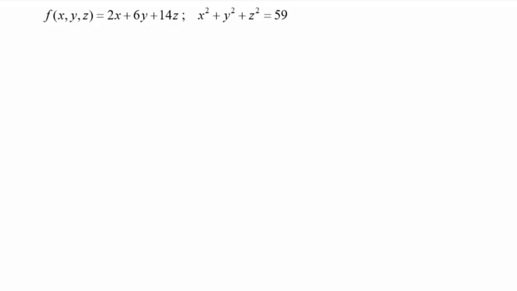Okay, we're going to use Lagrange multipliers to find the absolute extrema of f of x, y, z equals 2x plus 2y plus 14z on the sphere x squared plus y squared plus z squared equals 59. So in other words, this sphere is centered at 0, 0, 0. What's the radius? Square root of 59. So we're only allowed to plug in x, y, and z values into f that are on this sphere.